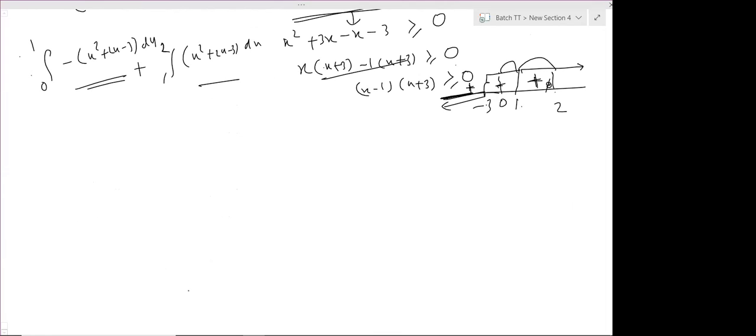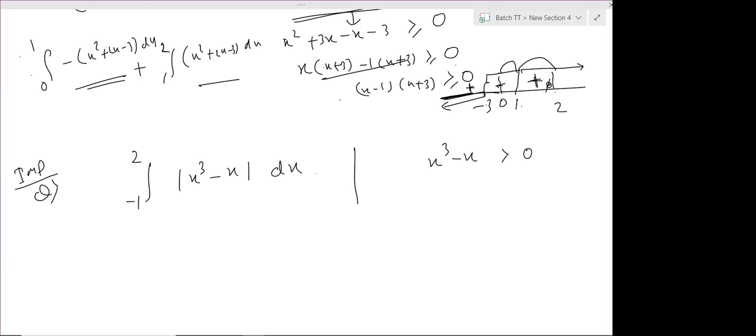Write down one question for homework, and this is a very important question. Integration -1 to 2 modulus x cube minus x dx. So in here also we have to check when x cube minus x is positive, when this is negative. So taking x common, x minus 1, x plus 1.